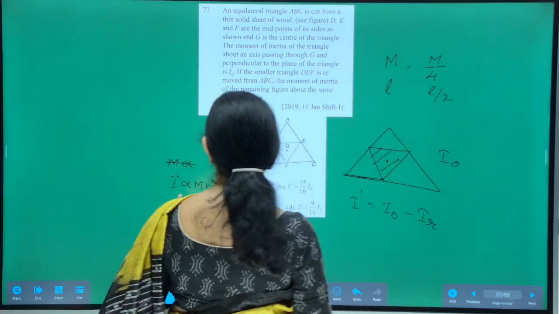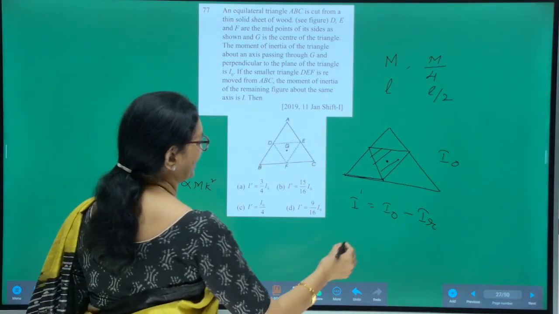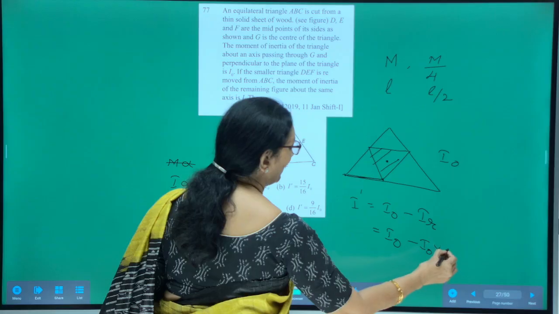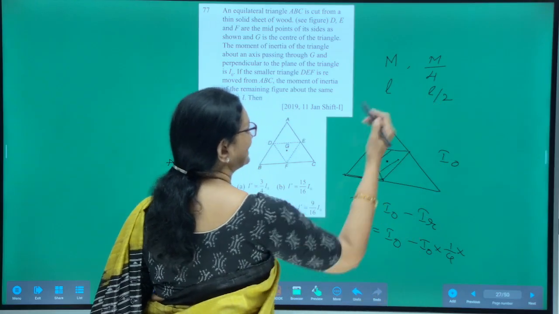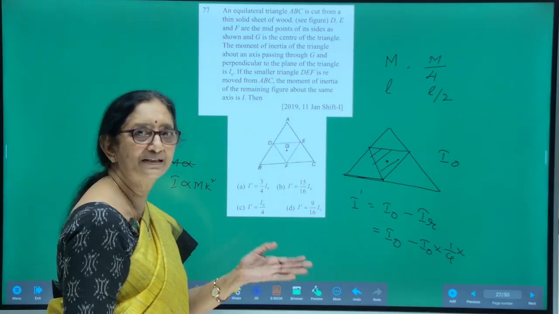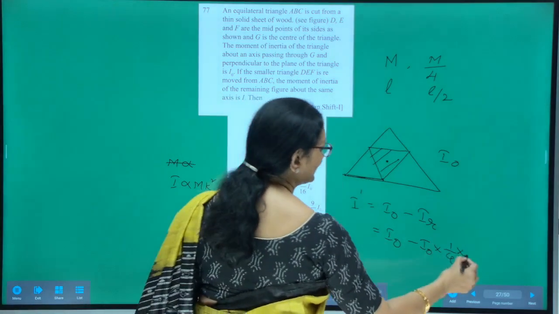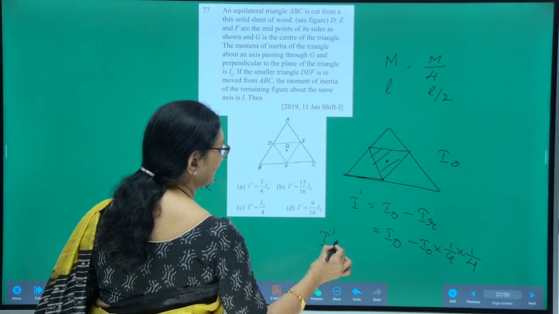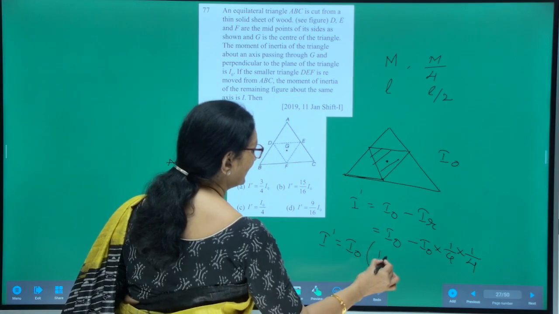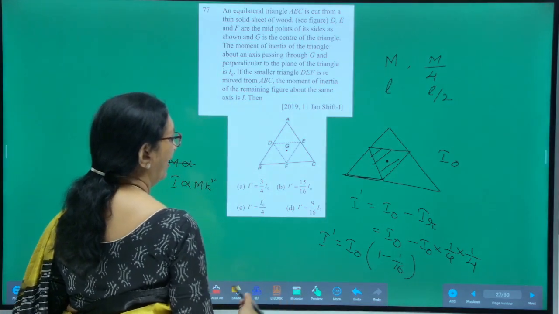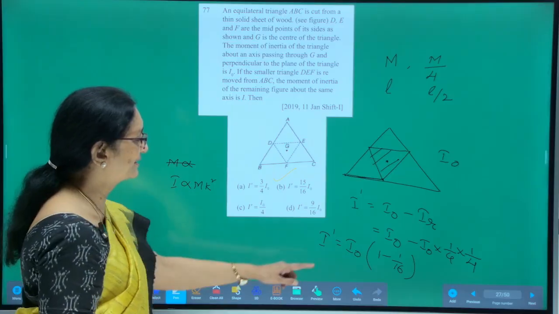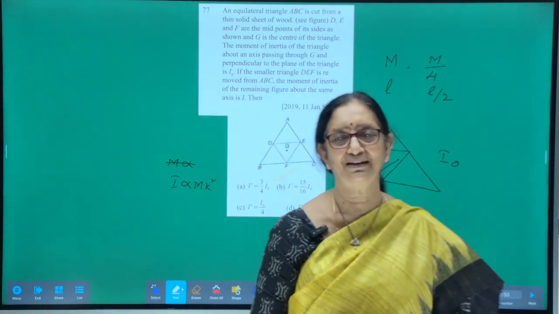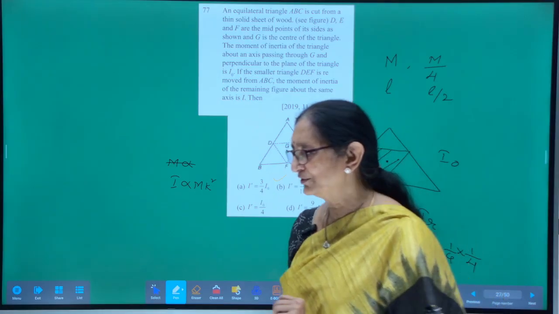So, as moment of inertia is proportional to m into k square, if this is I0, mass becomes 1/4, and k square, as the side becomes half, k square is proportional to L square, hence it becomes 1 by 2 whole square. So, the moment of inertia of the remaining part is I0 into 1 minus 1 by 16, and 1 minus 1 by 16 is 15 by 16. So, this is the answer, 15 by 16 I0. Okay? Move on to the next problem.